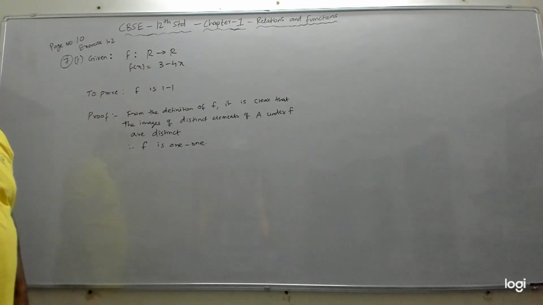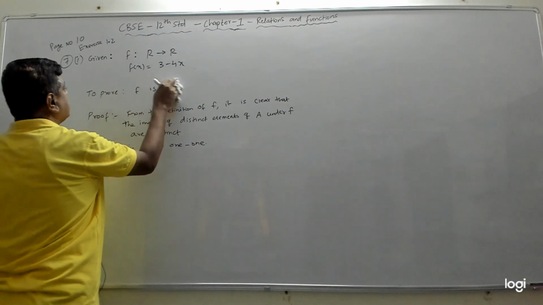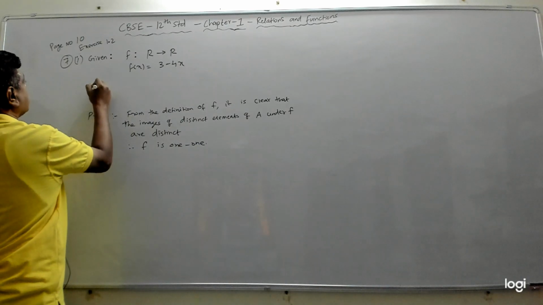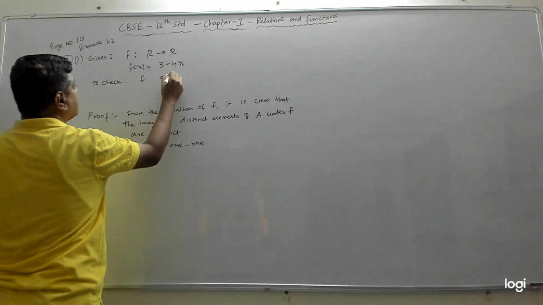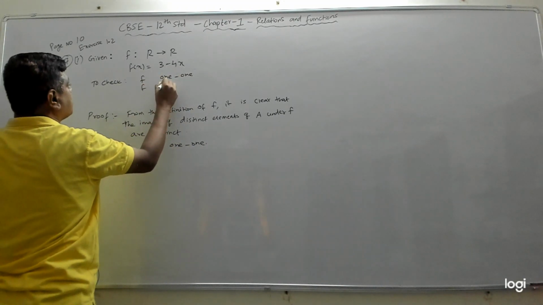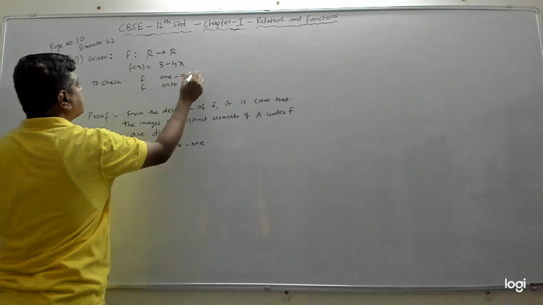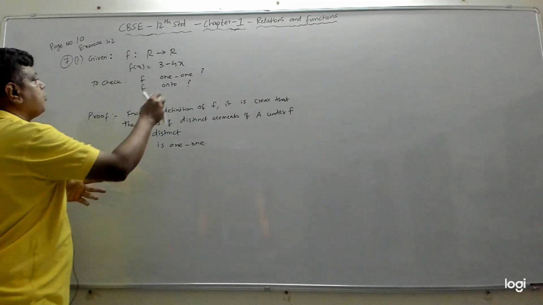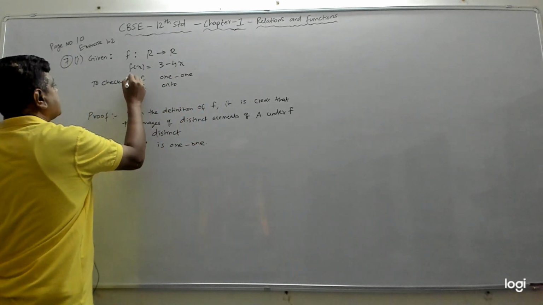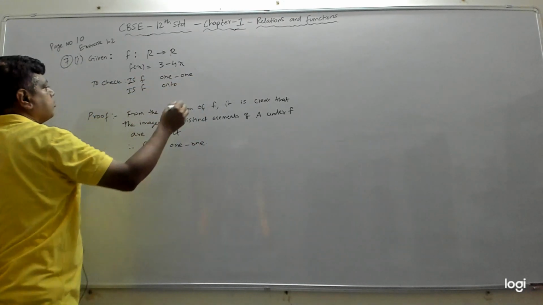Now what do we have to prove? We have to state whether f is 1 to 1, onto or bijective, and justify your answer. You have to check this, not prove it. To check: is f 1 to 1? Is f onto? We have to check these two.